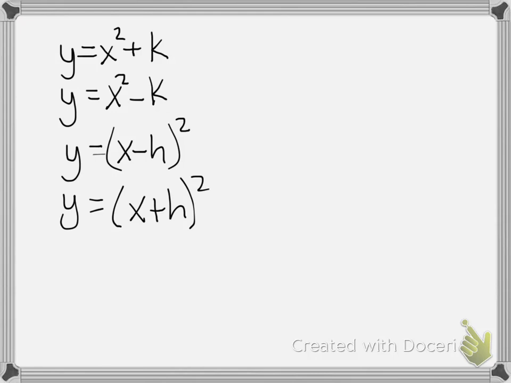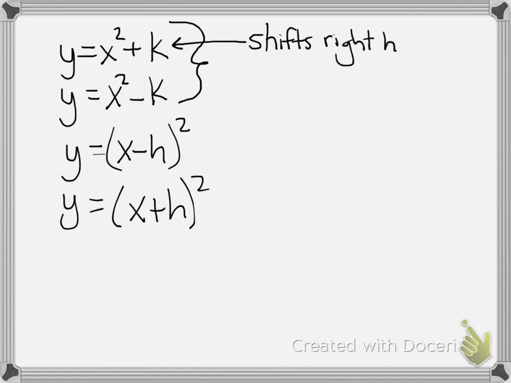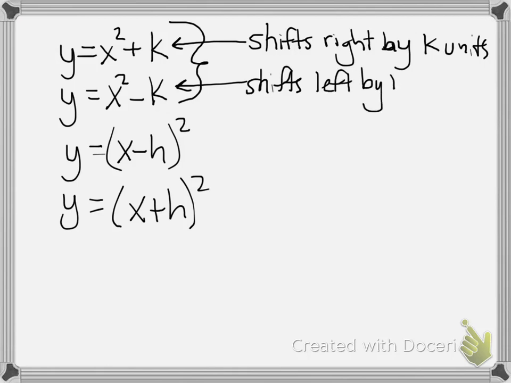So these two types, this one, whoops, shifts right, that's a B, by K units. This one shifts left by K units. This one shifts up.